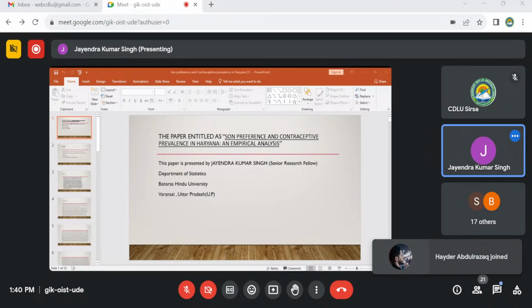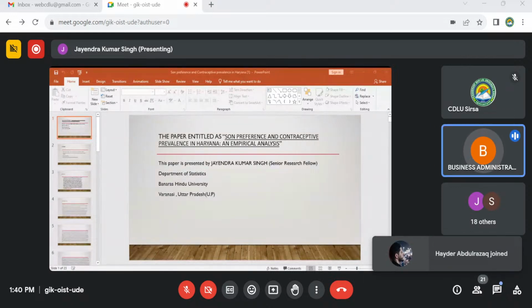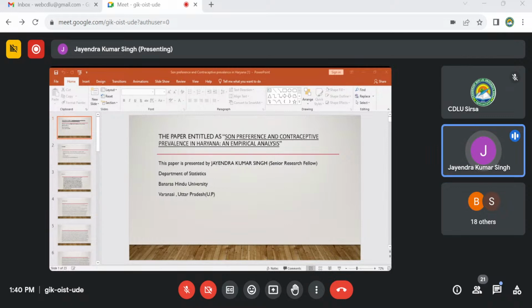Sir, you belong to Banaras Hindu University, UP, and you are collecting data from Haryana. Yes, sir. The NFHS 4 has collected this data from Haryana. I am studying whether there is son preference or not, and up to what extent there is son preference.